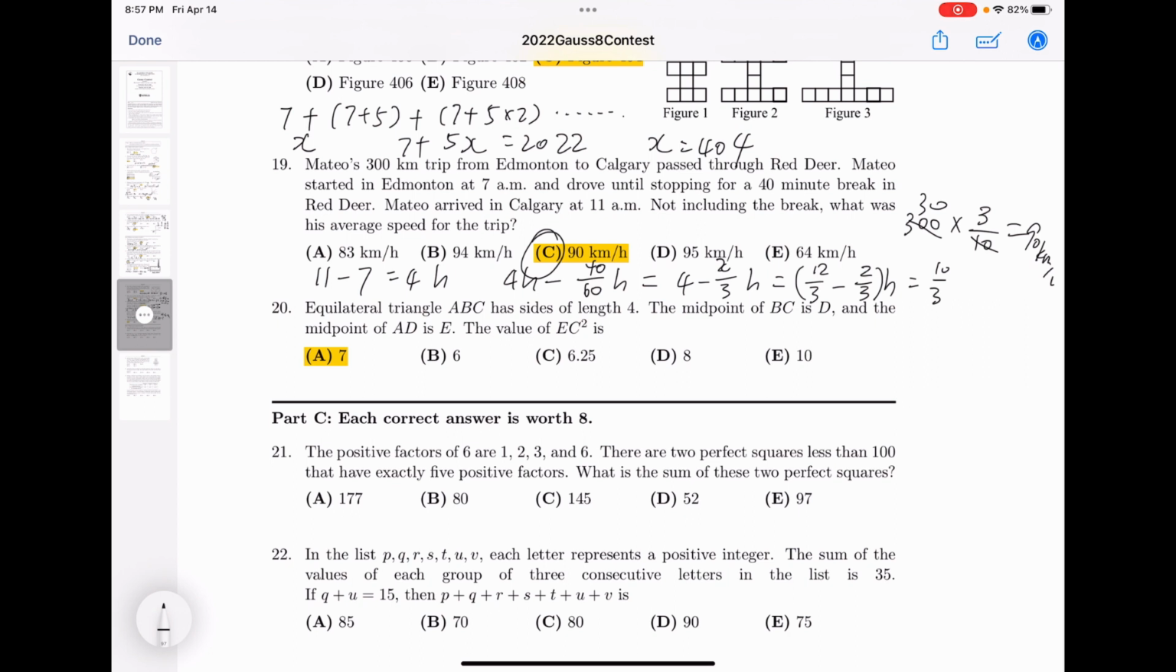Number 20 is the last question in part B. Equilateral triangle ABC has side length 4. The midpoint of BC is D and the midpoint of AD is E. The value of EC squared is what?